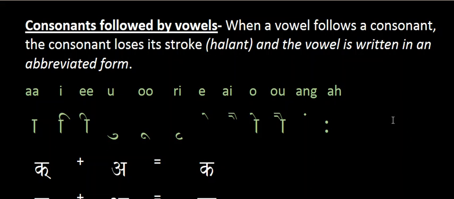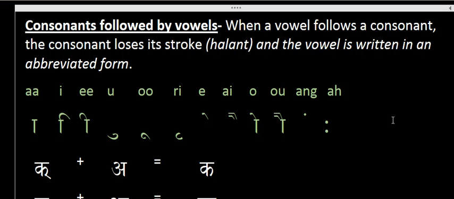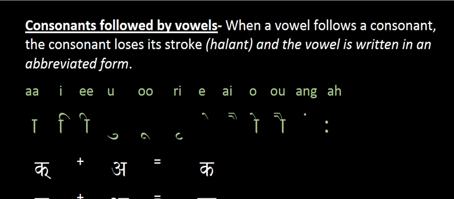Let's take a look at the rule. When a vowel follows a consonant, the consonant loses its stroke or its halant, and the vowel is written in an abbreviated form. At the bottom, highlighted in green, are all the abbreviated forms for vowels that are used when you place them after a consonant.